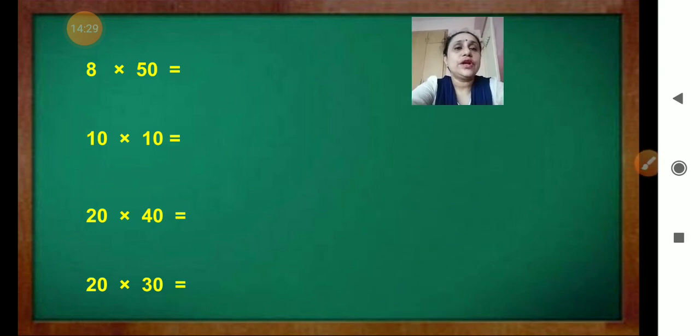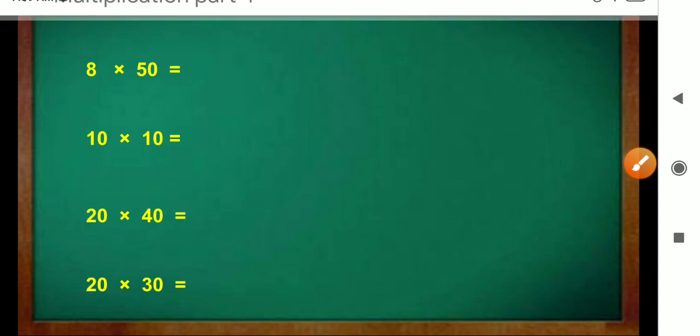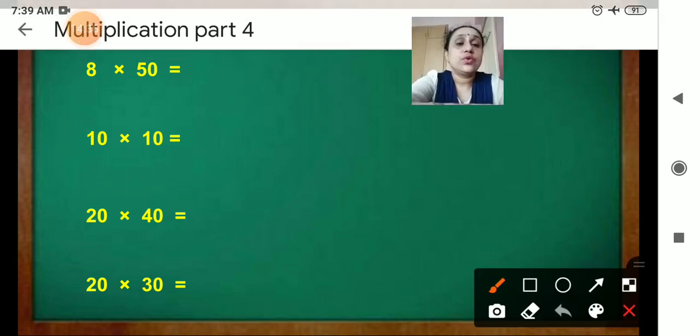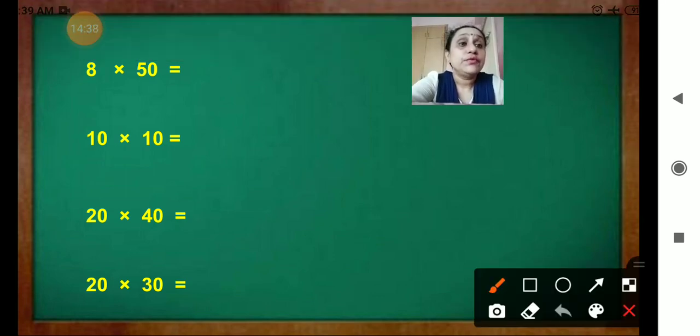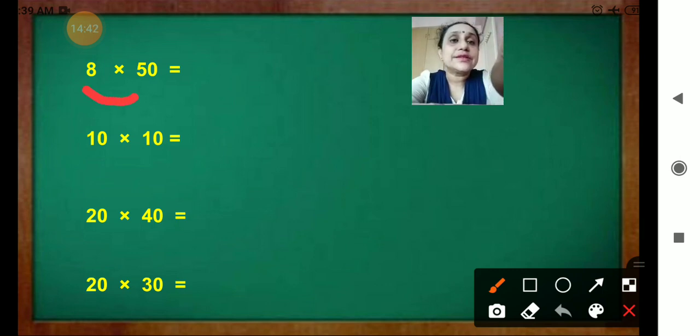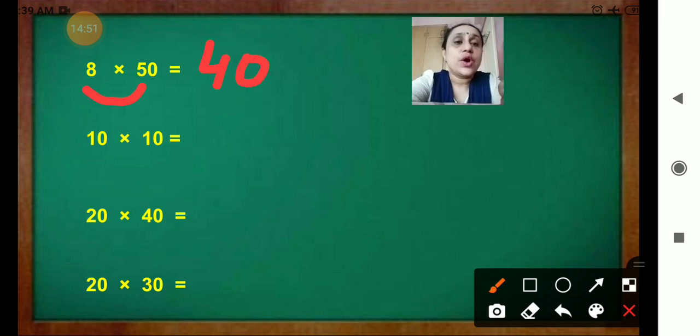Now we will do together. The first one, 8 multiplied by 50. Now you say how you will do. First what we will do? Which numbers we will multiply? Yes, 8 fives are. How much? 8 fives are 40. And now how many 0 is there? Only 1. So you will put the 0 at the end, right side, okay? 400.